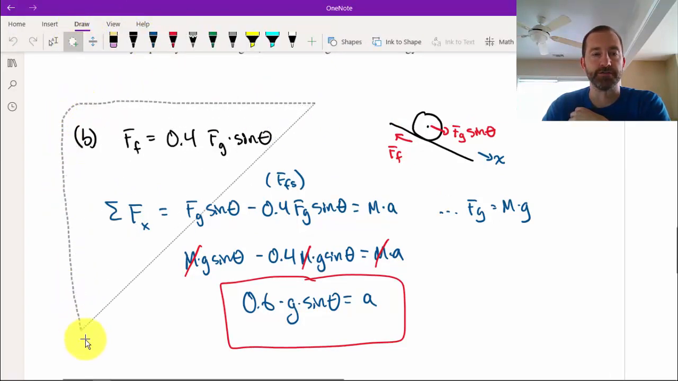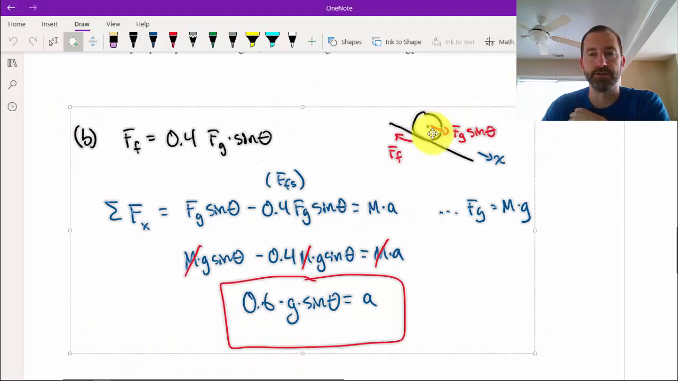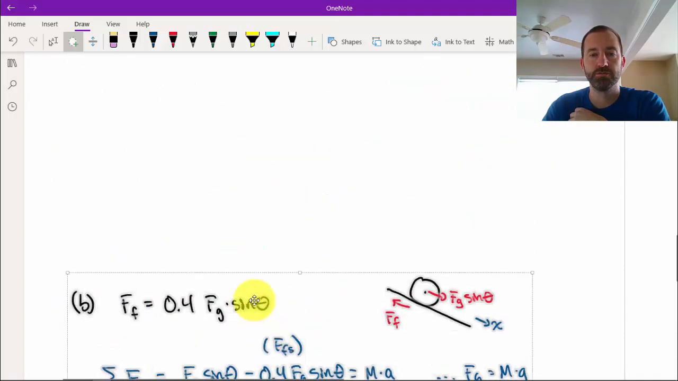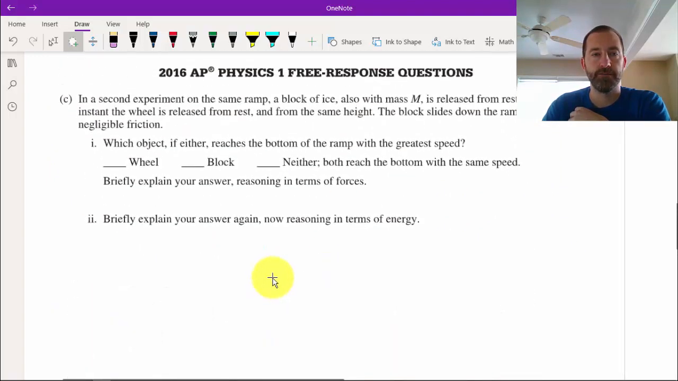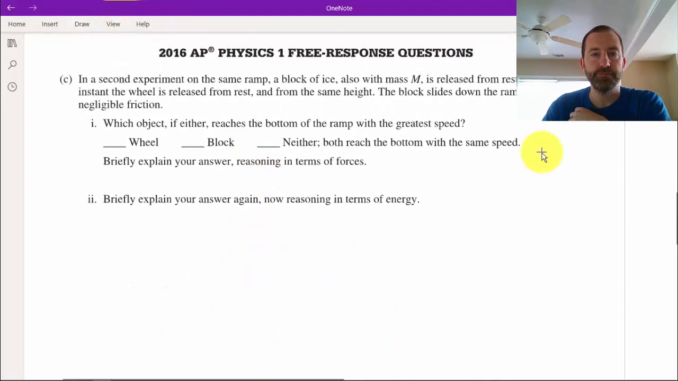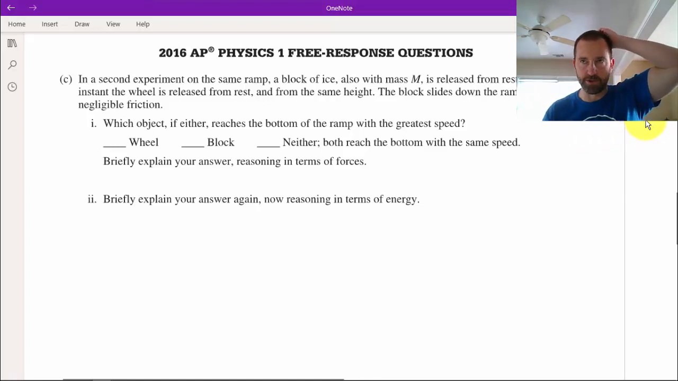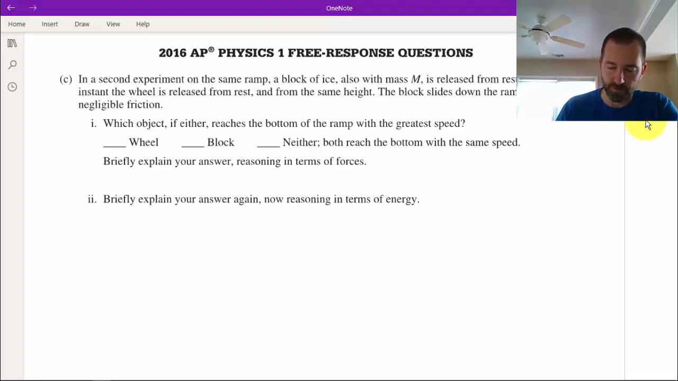And I can write my answers for part C right below part C. Be gone. There we go. So if we've got the block and the wheel, I think it makes sense that the block's going to go faster. It's going to get down the ramp quicker. This is kind of common sense. So the wheel is going to go slow, the block is going to go fast.